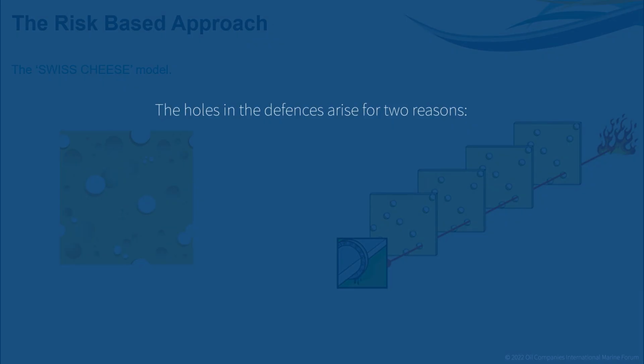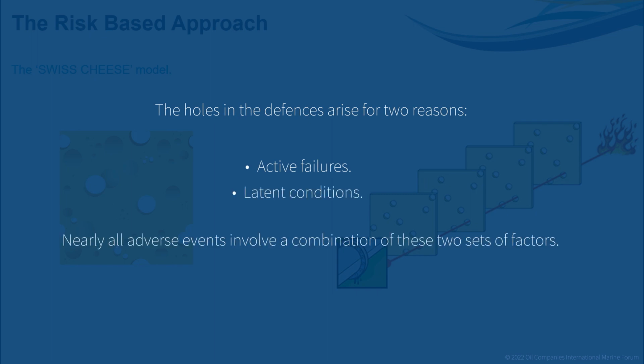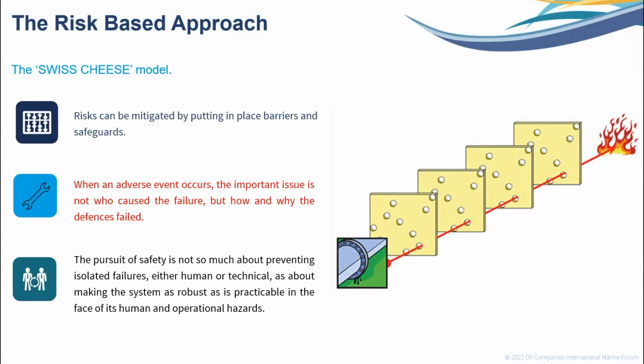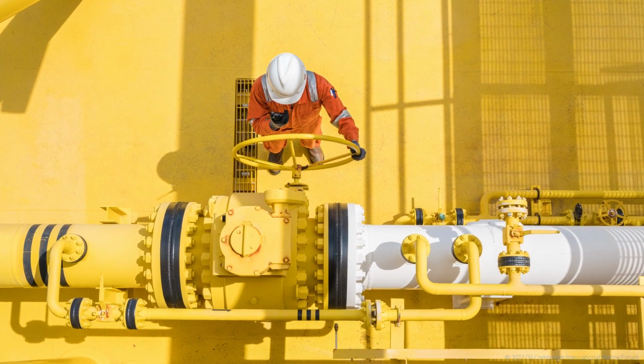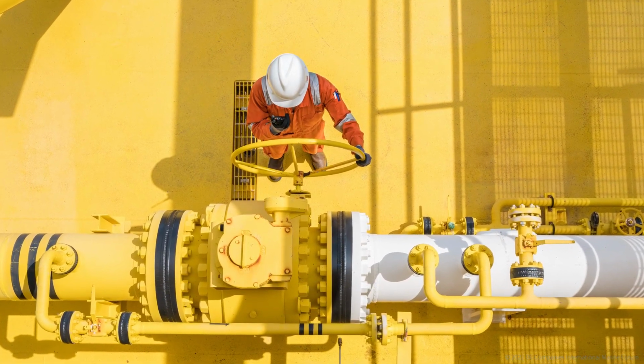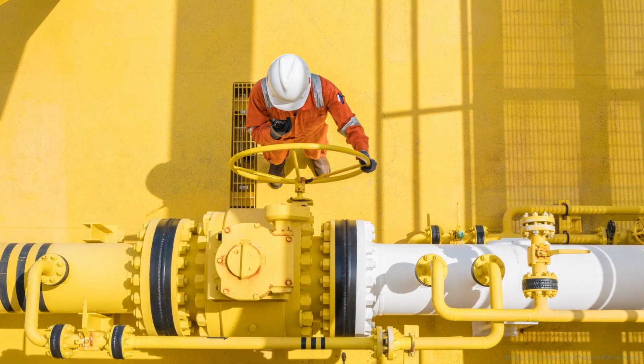The holes in the defenses arise for two reasons: active failures and latent conditions. Nearly all adverse events involve a combination of these two sets of factors. Active failures are the unsafe acts committed by people who are in direct contact with the system. They take a variety of forms: slips, lapses, fumbles, mistakes, and procedural violations. Active failures have a direct and usually short-lived impact on the integrity of the defenses. So often failures are blamed on the people involved in the task, and quite often, once these unsafe acts are identified, no further investigations for the causes of an adverse event are pursued.